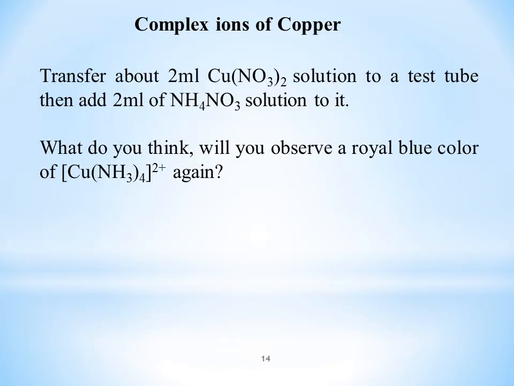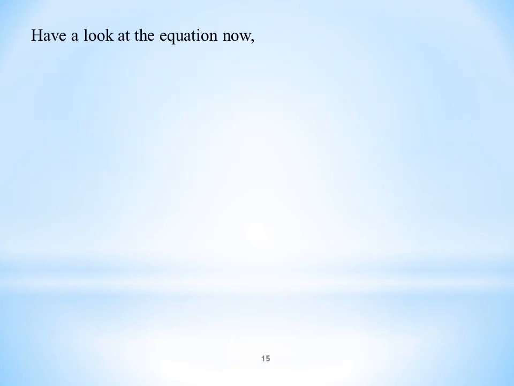Now in the next step, you will transfer about 2 ml of copper nitrate solution to a test tube, and then add about 2 ml of ammonium nitrate solution. So you will see, is there any evidence of formation of the dark blue or royal blue complex ion? What do you think? What will you observe? Let's have a look at the chemical reaction first in the video.